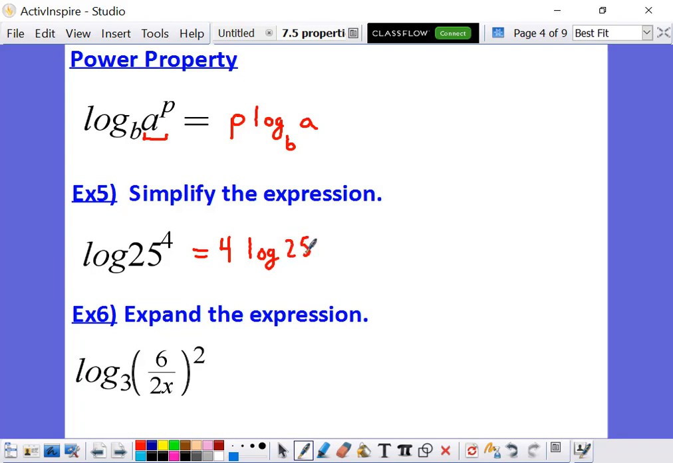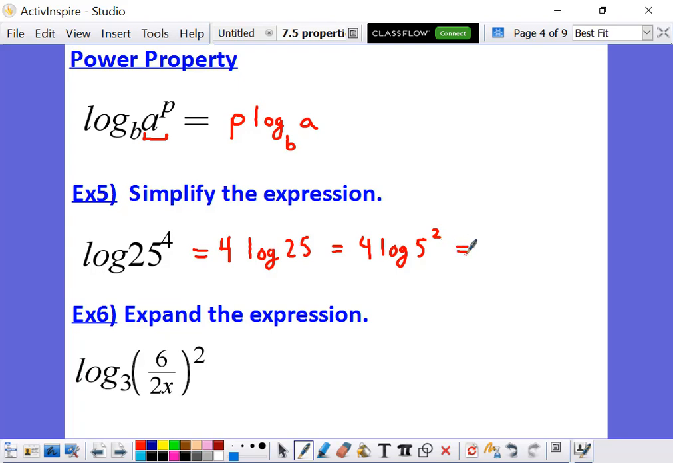Now you could stop here, but it's not simplified as completely as it could be. Because what do you recognize about 25? How could we rewrite that? If you said that we could rewrite that as 4 log 5 squared, you are right. And I really hope you even said it out loud. Don't worry, it's not weird to talk to the video. I'm talking to a blank screen right now. It's not weird at all.